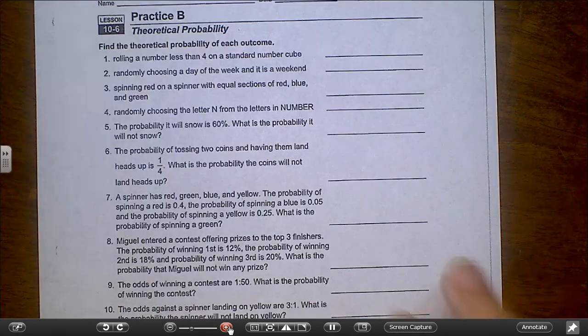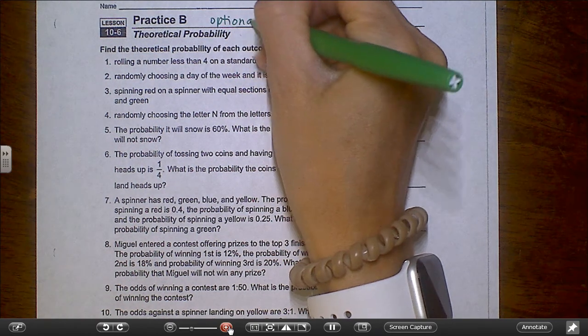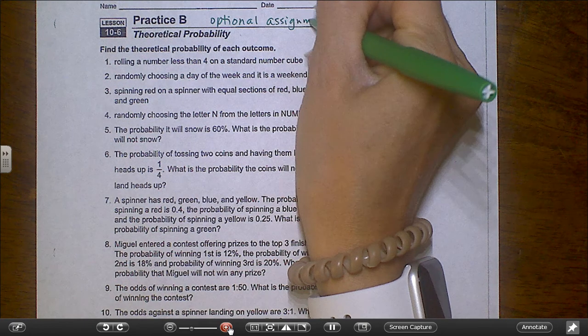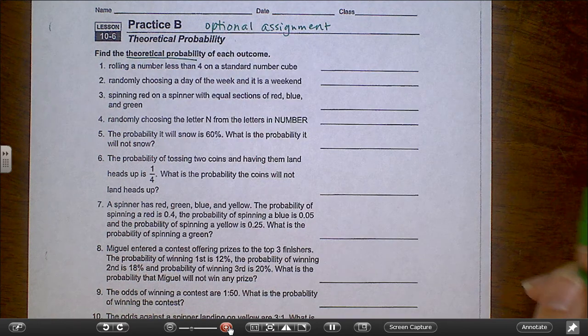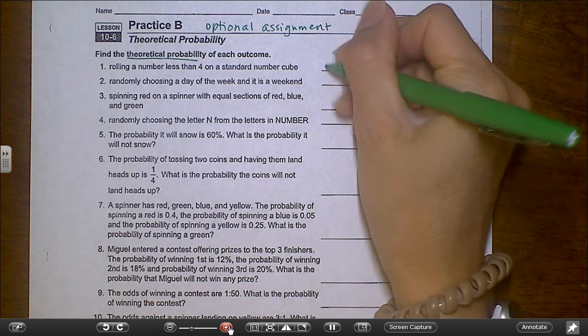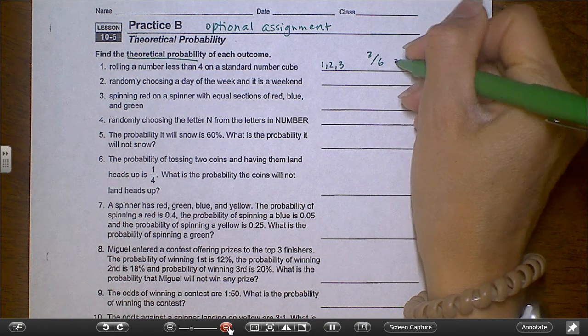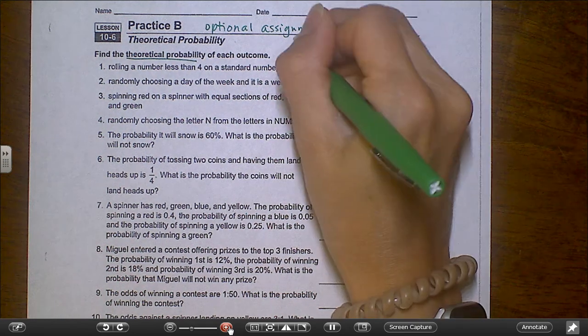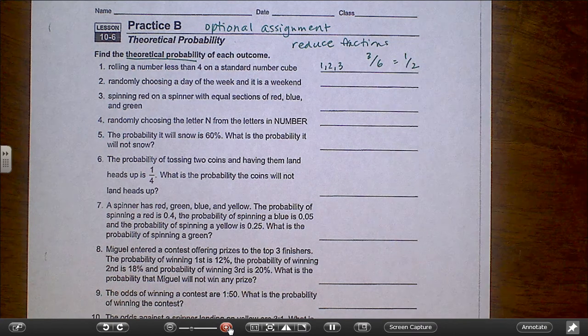But before I do, real quick, this is your optional assignment today, this 10-6 practice B, which you can also download from my website. So you're just looking at theoretical probability of each outcome. And it's pretty straightforward. So again, like rolling a number less than a 4 on a standard number cube. So 1, 2, or 3. And I have 6 possibilities. It's 3 out of 6 or 1/2. Okay, so just make sure that you reduce fractions if that's how you're going to do it. Or you can do a decimal or a percent.